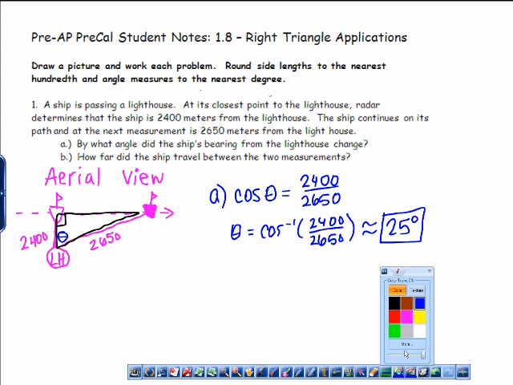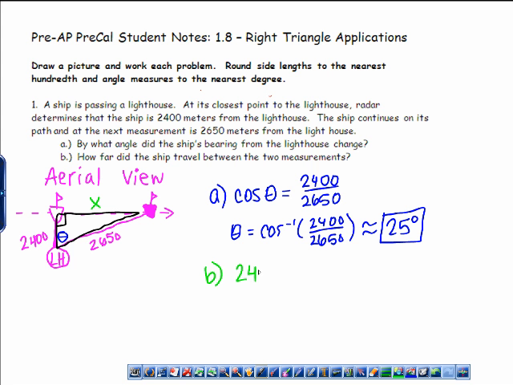Now let's talk about part C. Part C is saying how far did the ship travel. That's the other leg of the triangle. You could use Pythagorean theorem. That'd probably be easiest. You could also use different types of trig functions. I'm going to stick with Pythagorean theorem.